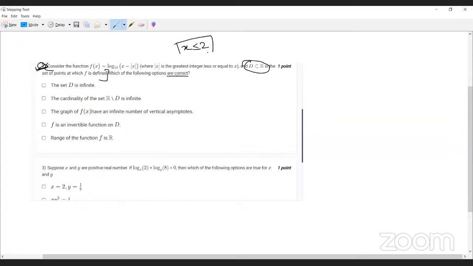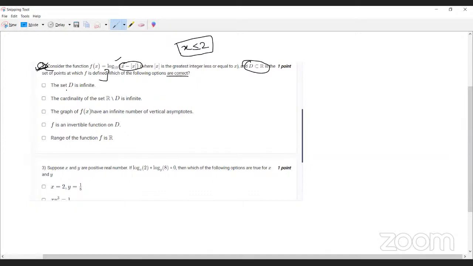So the value of bracket x would be positive only. So x minus bracket x is always non-negative and it always lies between 0 and 1. It will lie between 0 and 1, and the domain is a subset of R, right? But D can take any number, right?